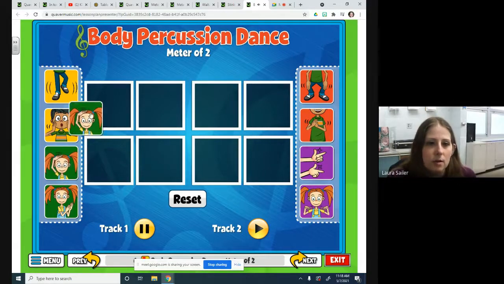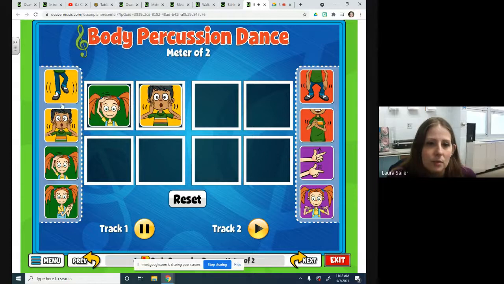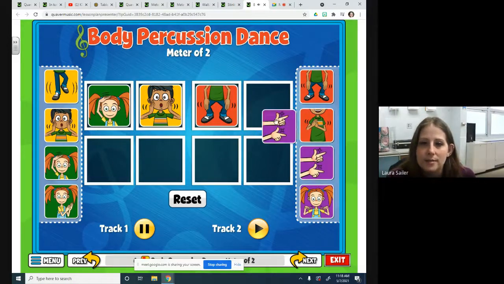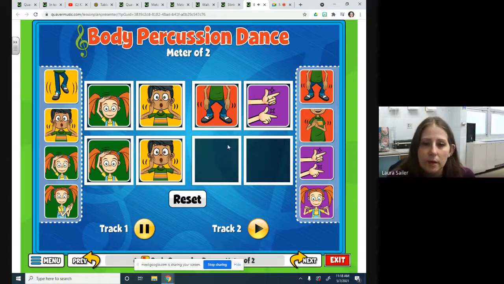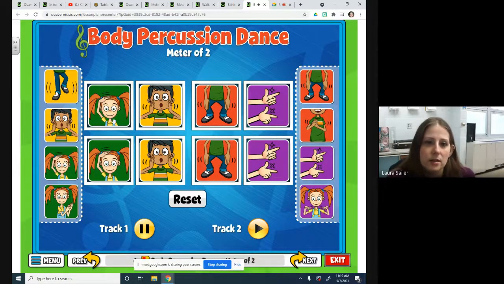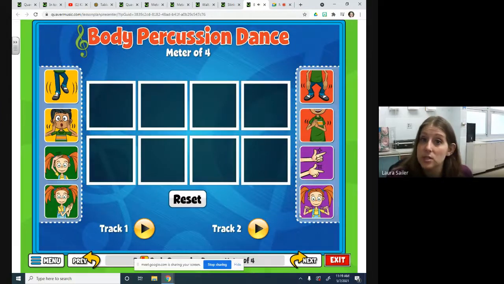1, 2, 1, 2, pat, tap, pat, tap, pat, tap, tap, tap, or you could pat, snap, and then you could repeat the pattern over and over by dragging these. So just kind of making up your own patterns. So here's our pattern here. Pat, tap, pat, snap, pat, tap, pat, snap, and you can play both of those tracks. So this one's kind of more basic, and this one has a little bit more music to it.